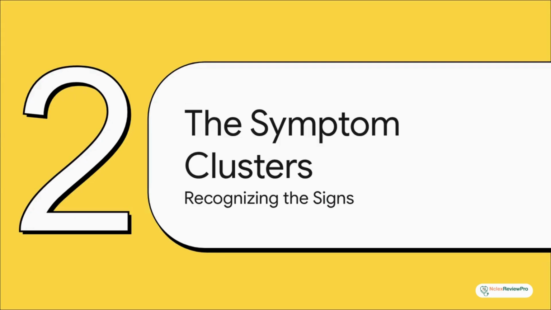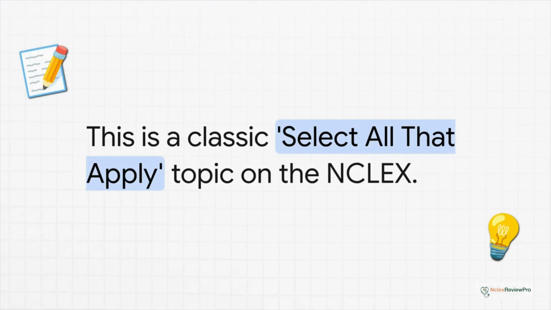Okay, so let's get into the nitty-gritty of the symptoms. They're grouped into 4 main categories, or what we call clusters. Knowing these clusters is absolutely essential for spotting PTSD in those exam questions. And just a little heads up here, this is a classic select all that apply, or SATA, question. The NCLEX absolutely loves to test your knowledge of these signs and symptoms, so pay close attention to these next few slides, because you are definitely going to see this again.